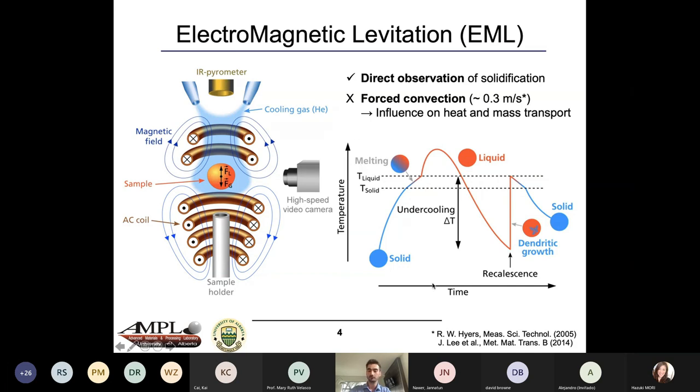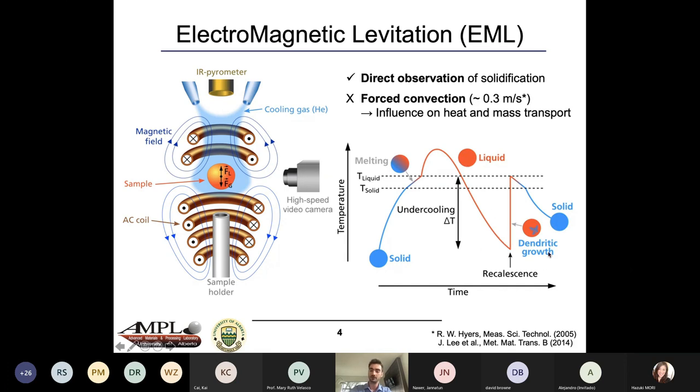Typically, the temperature of the sample will evolve as it's described on this graph. At the beginning, you have your sample in the solid state. We will heat it up until we reach the liquid state. And then when we cool down the sample, we will reach what is called an undercooling temperature, the delta T. The undercooling just refers to the difference of temperature at which solidification begins compared to when it's supposed to begin, the freezing point. The higher the undercooling, the faster the solidification will be.